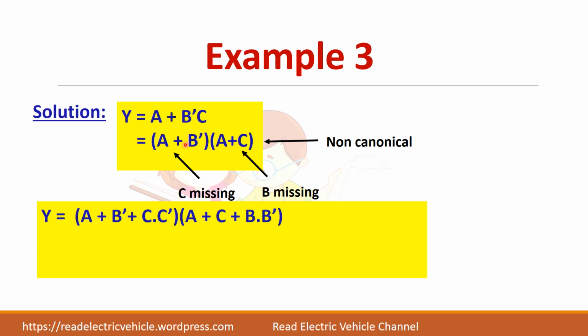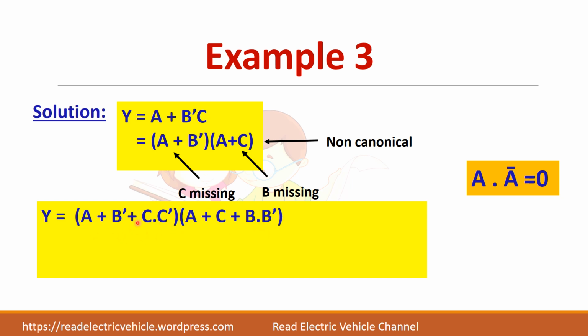For that what we can do is A plus B dash plus C into C dash. Why C into C dash? Something dot product of its complement will be equal to 0. So literally I am adding 0 to these variables. So I am adding 0 here again. B dash means it is 0. So I am adding 0 here.